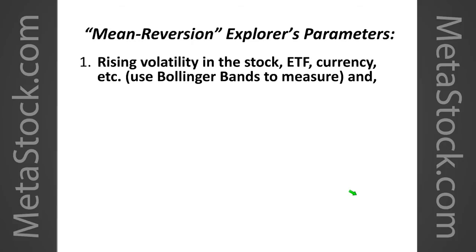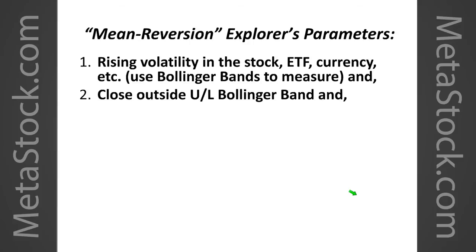And we're using Bollinger Bands to measure that rising volatility, which means in general we're looking for the Bollinger Bands to expand as we get into the setup of this system. We're not looking for Bollinger Bands that are contracting. If you know anything about Bollinger Bands, and I'll show you some chart examples in a minute, then you'll know that contracting Bollinger Bands mean decreasing volatility. Expanding Bollinger Bands mean increasing volatility. We're looking for increasing volatility, number one.